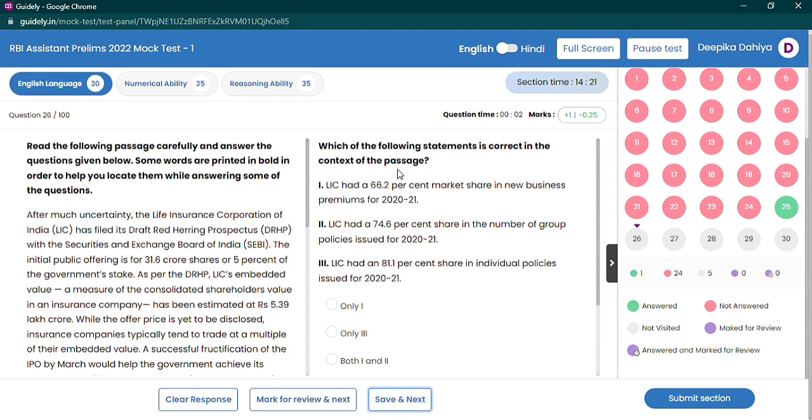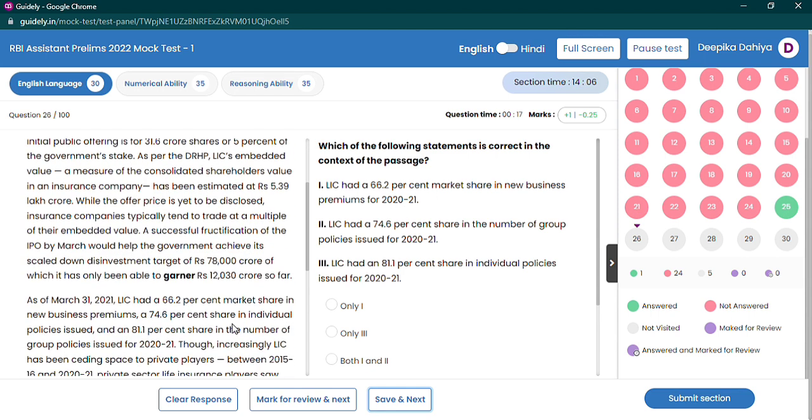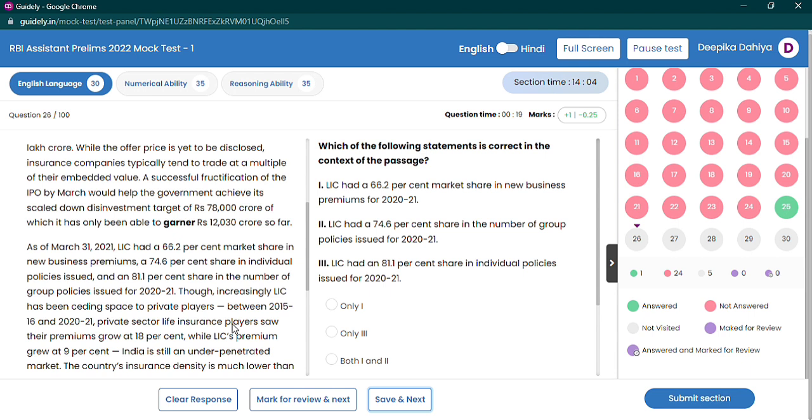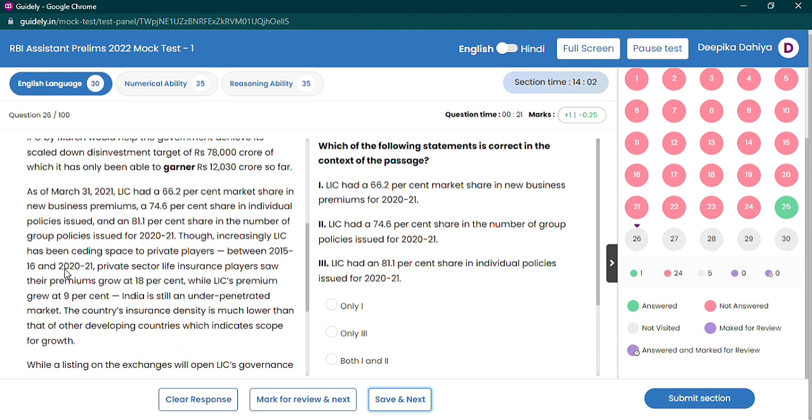In the question, which is correct, you can see that it contains some values, and a value-based question is always easy because we can find the values easily in the paragraph. So first of all, there is 2020 and 21. Now we will try to see. So here we can see 2020-21.